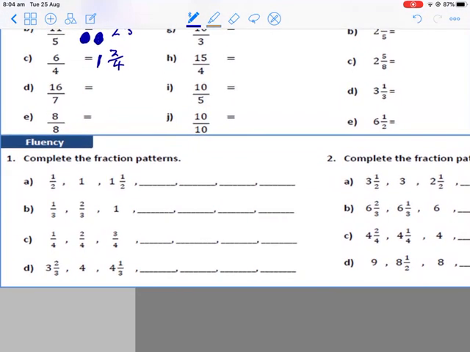Of course, this is just step counting. So 1/2 to 1, 1.5 to 2, and the next one will have to be 2.5, 3, and so on and so on. With this one, 1/3, 2/3, 1. 1 is also equal to 3/3. Okay, so you can go 1. The next step would be 1 and 1/3, 1 and 2/3. Do your best. Some of these are going up, some are going down.